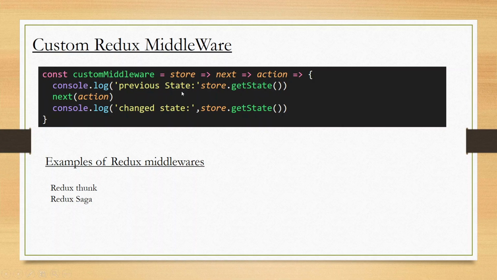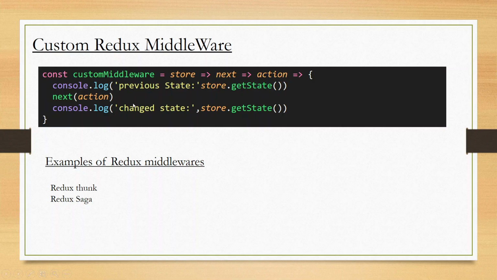Now I have written this arrow function. What does this mean? This means this middleware will receive a store. Then after receiving the store, it will return another function which will receive next as an argument, and that function will receive an action, and this will return or dispatch an action to a reducer. Within this you can see I have written three statements: before state and after state.